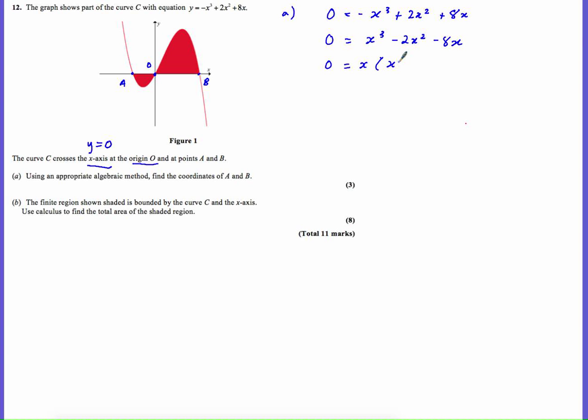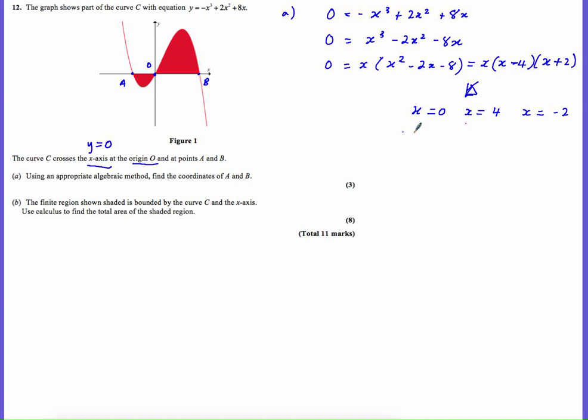Right, so let's factorise x out. That gives us x squared minus 2x minus 8. We factorise that again: x minus 4, x plus 2. So from this our solutions are either x is 0, which makes sense with the origin, x is 4, which makes sense with B probably if it's positive, and x is minus 2.